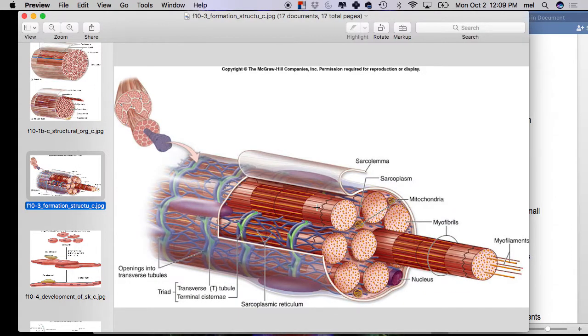First thing to acknowledge is that this is an actual cell. That's the sarcolemma, which is the cell membrane. Somebody think about this question and answer it for me. What is the relationship of the sarcolemma and the endomysium? How are those structurally related to one another?